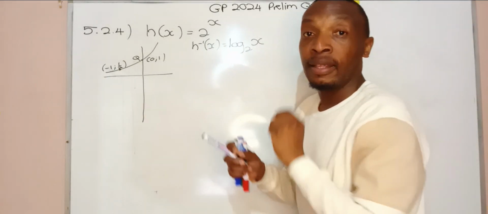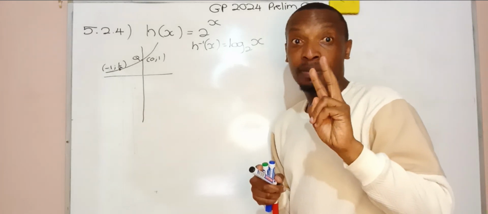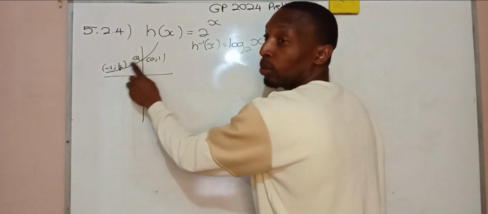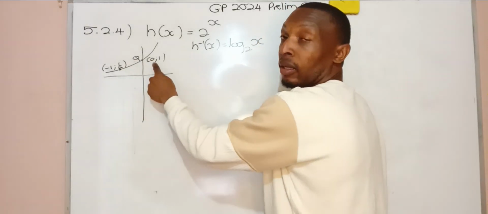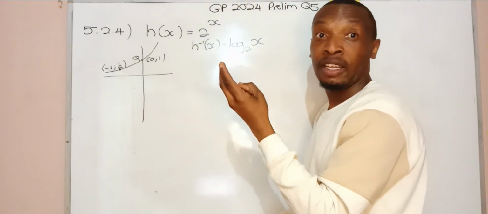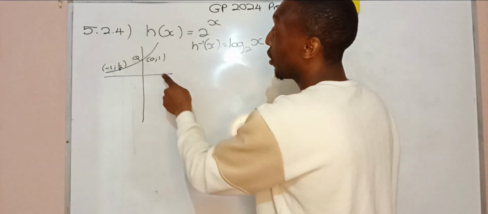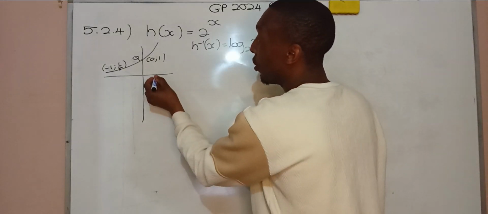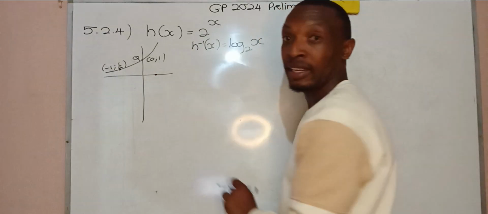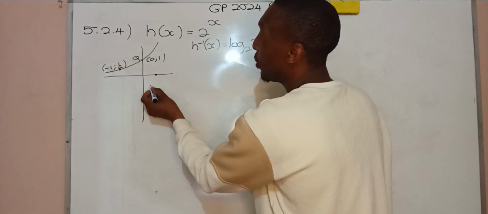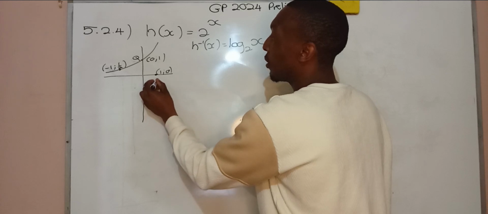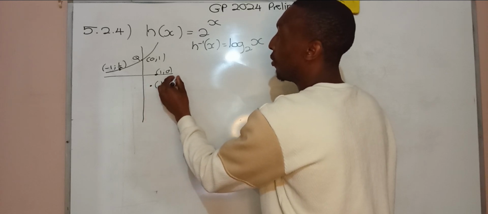They say we must give the coordinates of 2 points that lie on the inverse. Where are we going to get the 2 points from? We're going to use these 2 points. We know that our inverse will go through (1, 0), because in the inverse, x becomes y and y becomes x. It will also go through (1/2, -1), which will be somewhere here. So this is (1, 0), and this will be (1/2, -1).